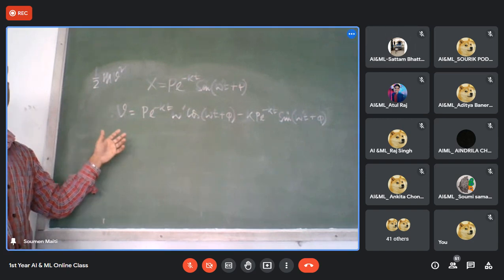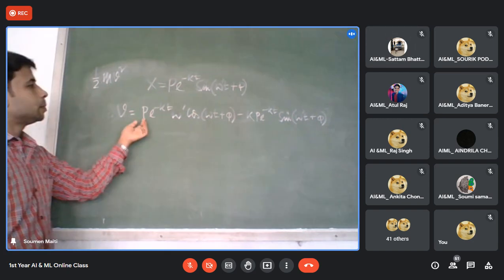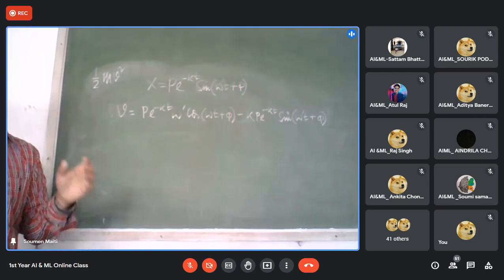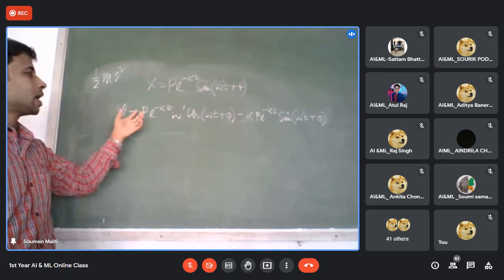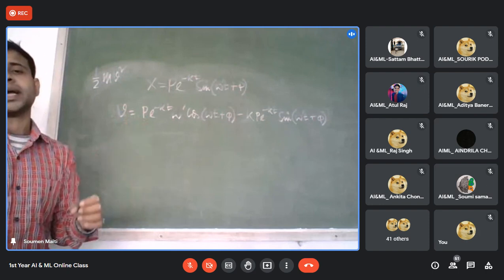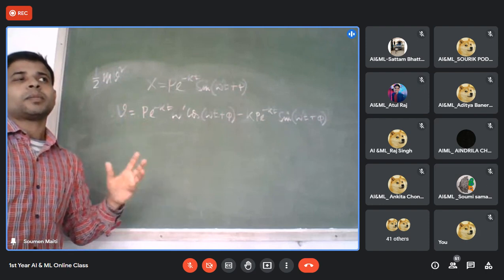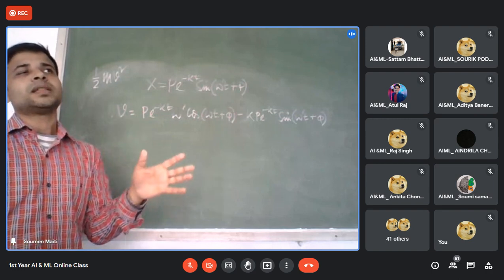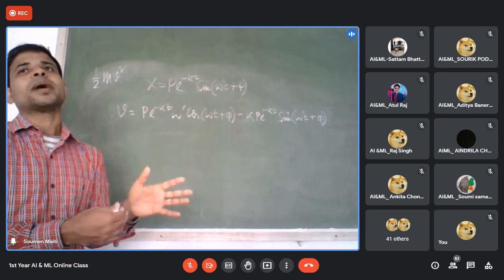In this expression, P is coming every time. So I don't know the value of P. To understand the value of P, this is an arbitrary constant. To know the value of P, I need some sort of boundary condition. What do you mean by boundary condition? I already mentioned to you, a boundary condition is nothing but one kind of known value.